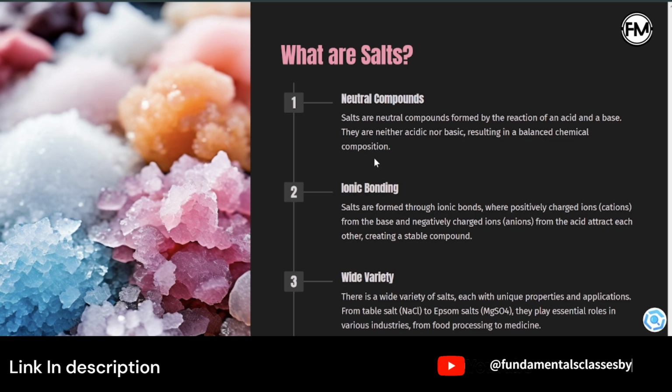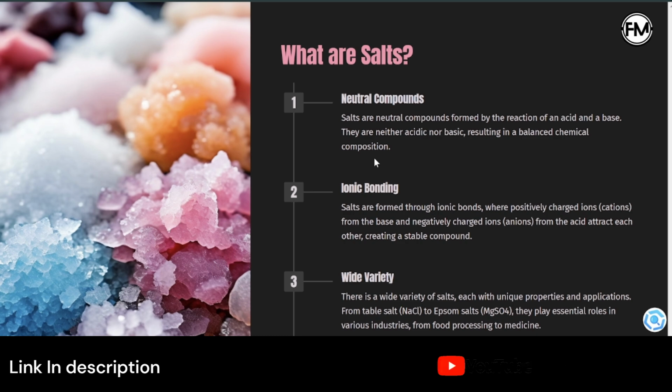In science, we have different types of salt as well. Salts have a pH value of exactly 7. These are neutral compounds formed by the reaction of acid and bases. They are neither acidic nor basic, resulting in a balanced chemical composition.